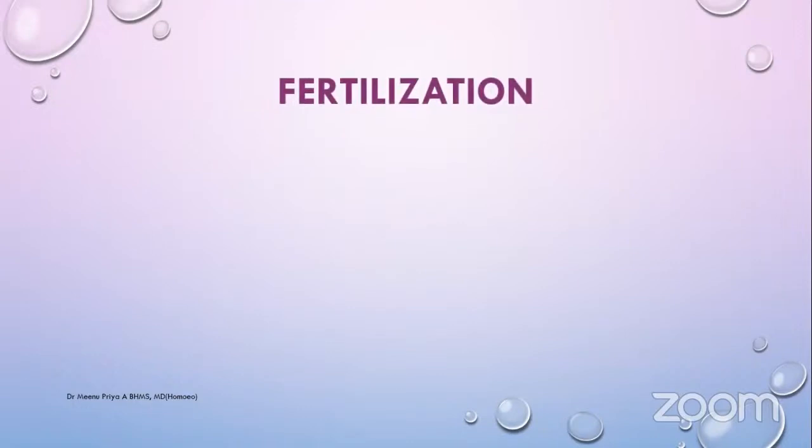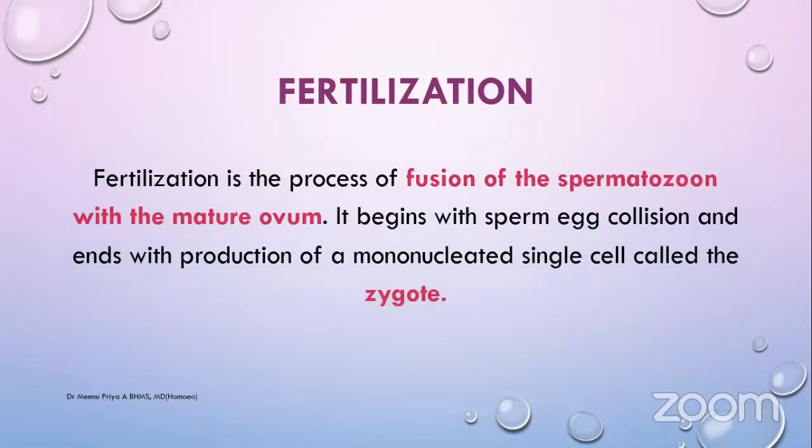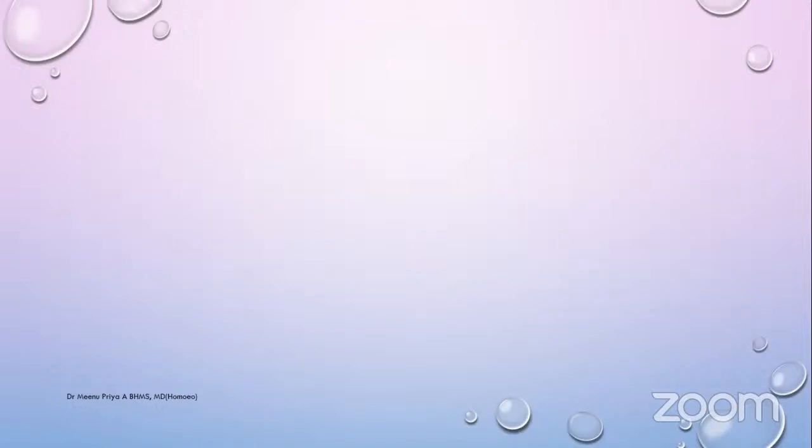Next is fertilization. Fertilization is a process of fusion of spermatozoon with mature ovum. It begins with sperm-egg collision and ends with production of a mononucleated single cell called the zygote. So what is the product of fertilization? This is also a frequently asked question. The product of fertilization, don't get confused, is always a zygote. The options can be fetus, zygote, or spermatid, so many other options can confuse you, but the product of fertilization is the zygote.